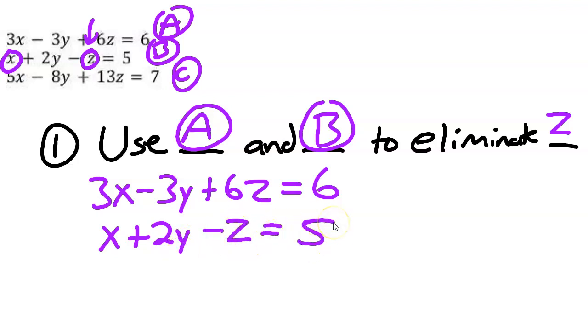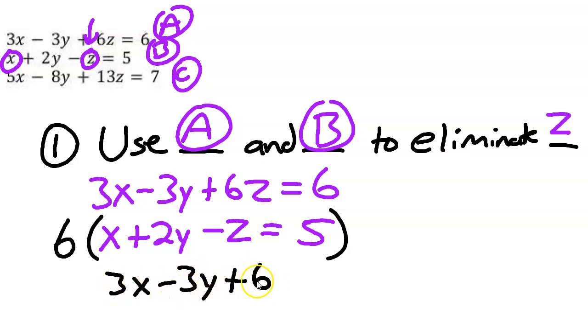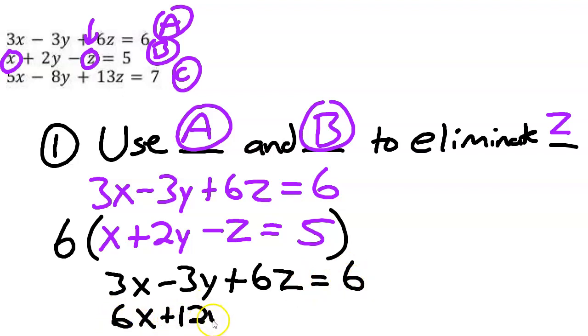All right. And then I'm going to change the bottom equation so that the z's will cancel out by multiplying by 6, right? That way I'll have a positive 6z on top, a negative 6z on the bottom. They'll cancel each other out. So I have to distribute it. So the top equation doesn't change, so I'm just going to copy that down. The bottom equation will get 6x plus 12y minus 6z equals 30.